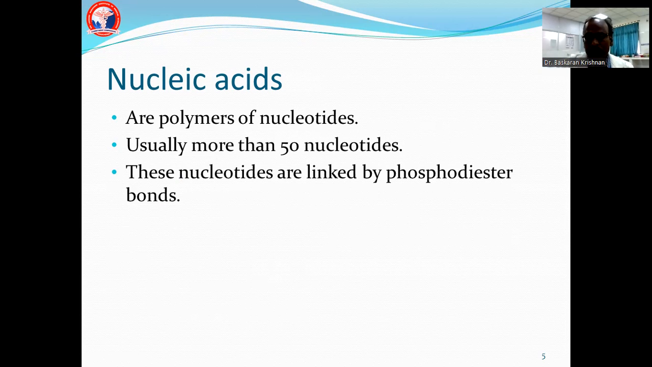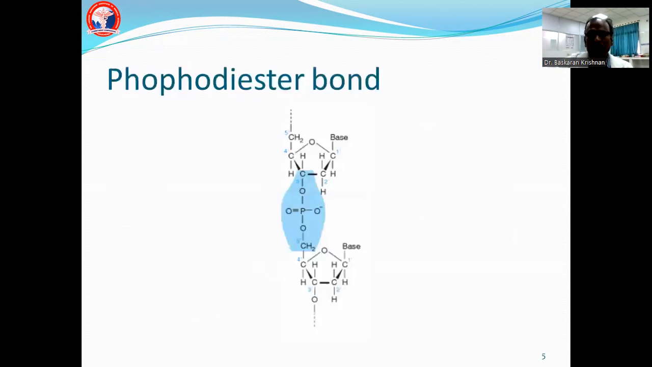These nucleotides are joined by phosphodiester bonds. That means the nucleotides are held together, connected by phosphodiester bonds. This one shows the phosphodiester bonds. In this case, the phosphoric acid and the hydroxyl groups from the ribose formed the ester bonds. There are two ester bonds, so therefore it is a phosphodiester bond.